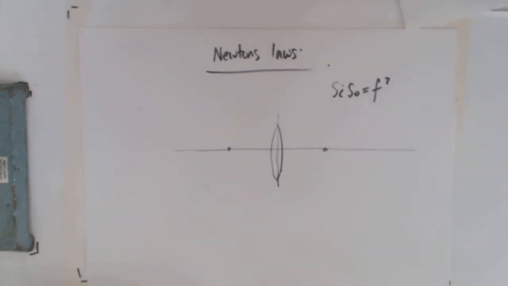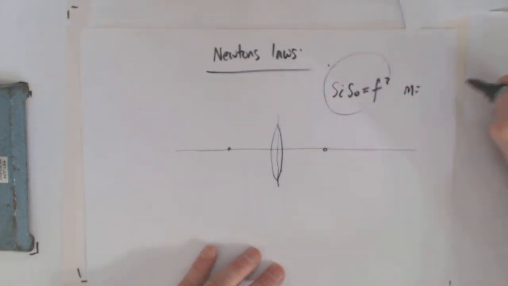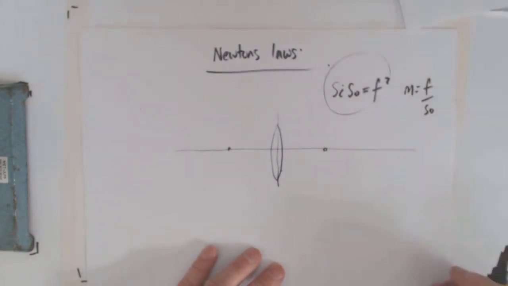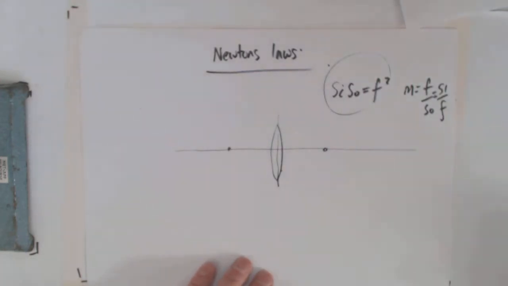So we get three new formulas. I'll just go off our homework sheet so I do them the same way. We've got that one, that's the main one. But we've also got magnification is equal to F over SO, which is equal to SI over F. And so three main formulas. M equals F over SO, which equals SI over F, magnification.